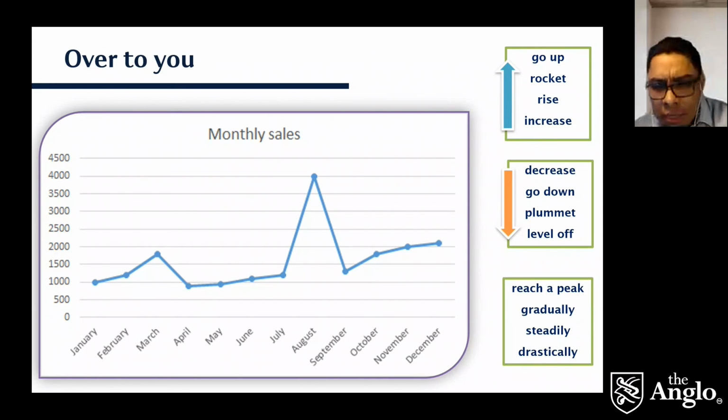Remember, reaching a peak normally would also be, okay? Then July sales increased steadily in August, rocketed, reaching a peak. Then they plummeted, okay? And plummeted drastically, it's kind of redundancy because plummet already means drastically. So just, and then they plummeted, okay?